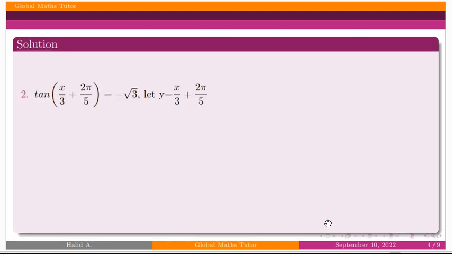Now let's do the second question. The second question is tan of (x over 3 plus 2 pi over 5) equals minus root 3. As usual, let's let this inner part be y, and then we can simply write this as tan y equals minus root 3. It means find the value of y so that its tan value is minus root 3. From previous lessons, you know that the tan value of root 3 is for an angle of 60 degrees.